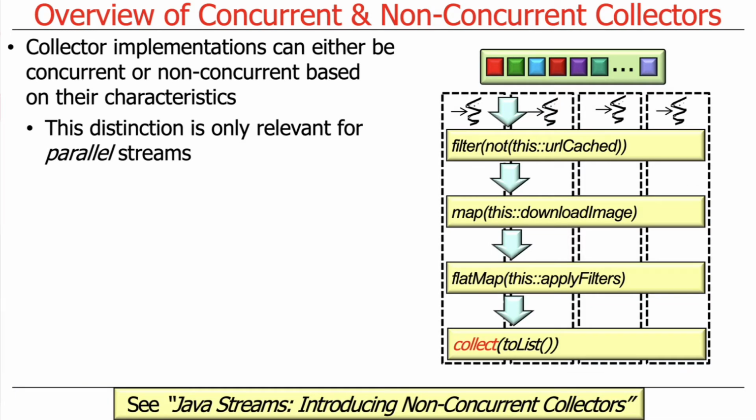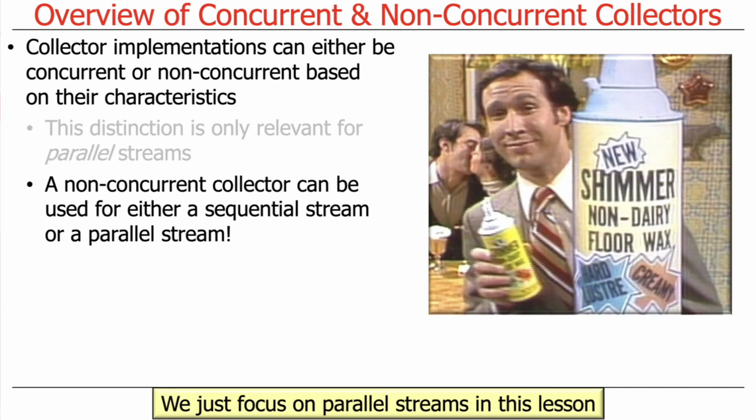The distinction about whether a collector is concurrent or not is really only relevant for parallel streams, not for sequential streams. You could also have a concurrent collector and a sequential stream, but boy, would that be dumb, because you're going to be wasting your time with all this extra overhead for no good reason, because there's only one thread of control. So it's really important for parallel streams to understand the difference between concurrent and non-concurrent collectors.